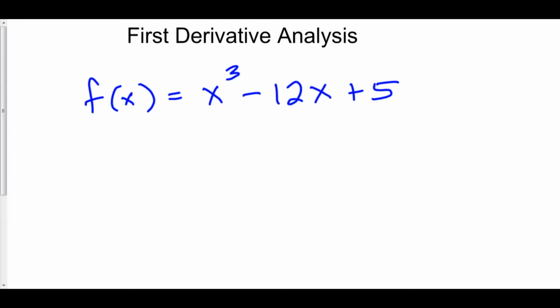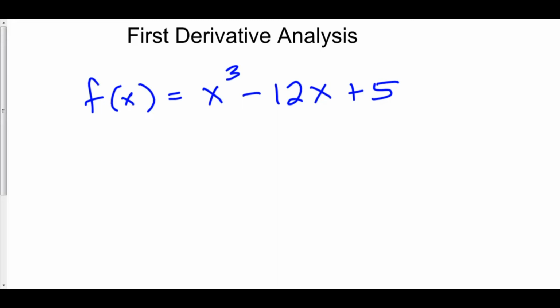Now, the critical points of f are where f prime is equal to 0 or undefined. So let's first find f prime. Here we have f prime is 3x squared minus 12. This always exists, so let's set it equal to 0.